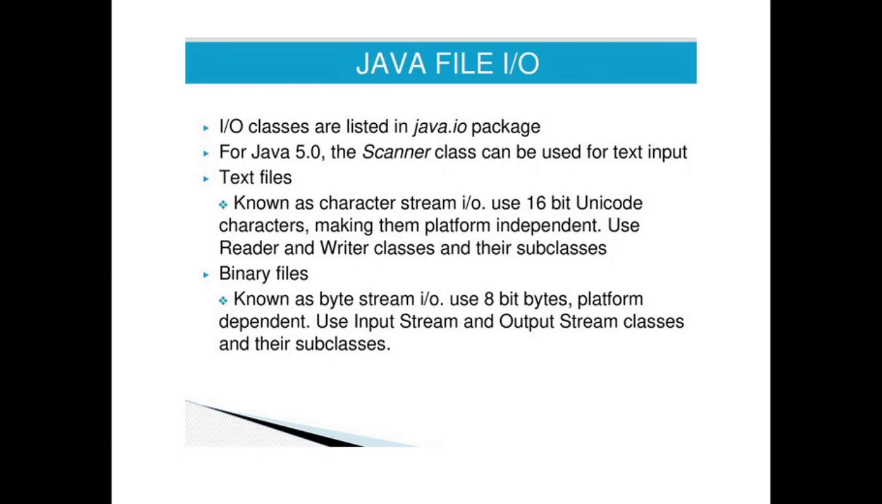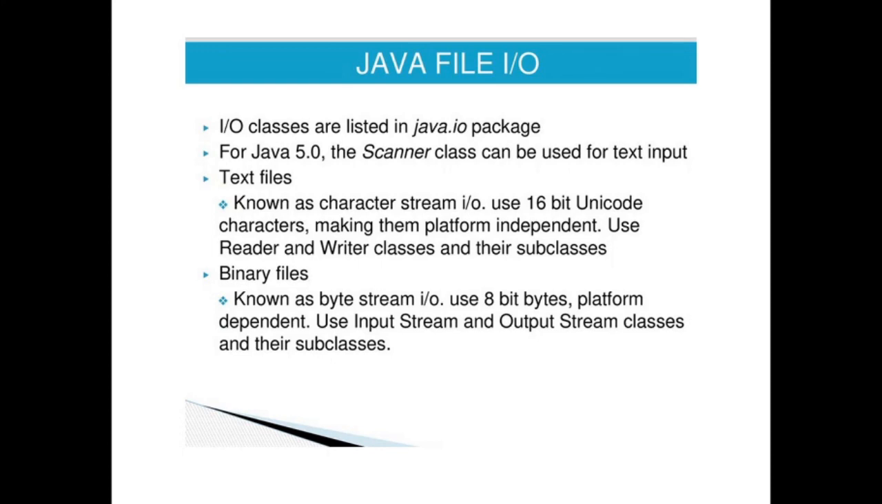Now input output classes are listed in the java.io package. What is a package? A package is a collection that constitutes other packages and classes. So the input output classes in Java are contained in the java.io package. For Java 5.0, the Scanner class can be used for text input. This Scanner class can be used for text input, which can take input from the user through the keyboard.